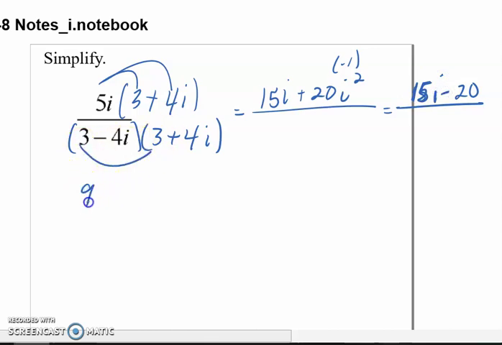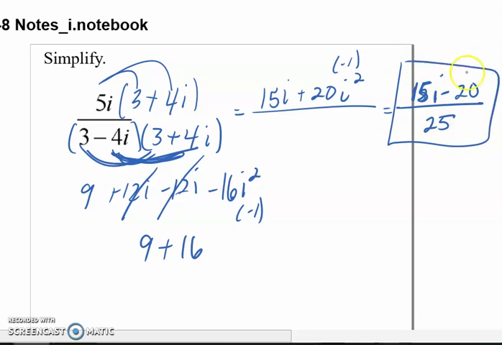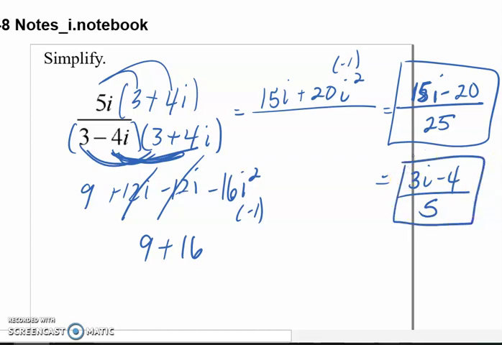Bottom, 3 times 3 is 9. You're going to get your 12i. In here, you're going to get minus 12i. They better cancel. If they're not canceling, you're doing something wrong. And the last step, I hope you got right, should have been minus 16i squared. i squared's -1, making this 9 plus 16, which is 25. Okay, looks good for me, except the 15, the 20, and the 25 are all in the 5 family. So I can take out a 5 and get 3i minus 4 over 5.